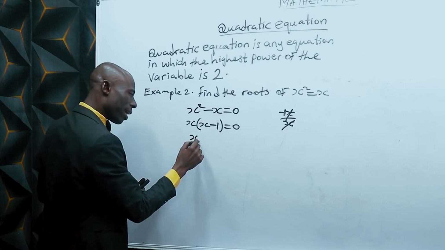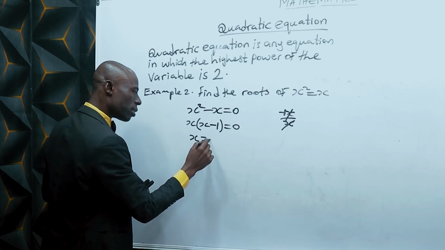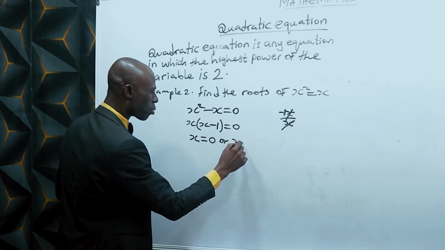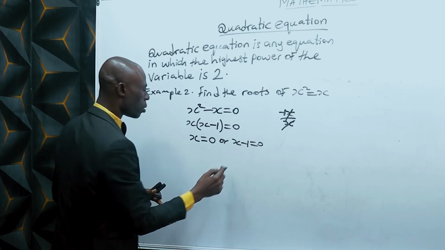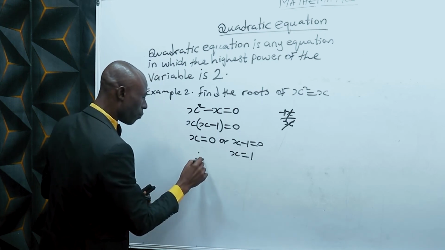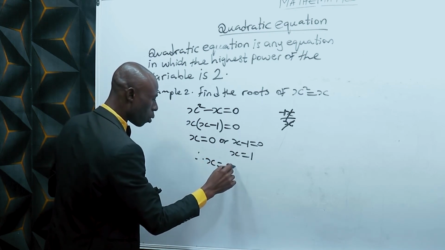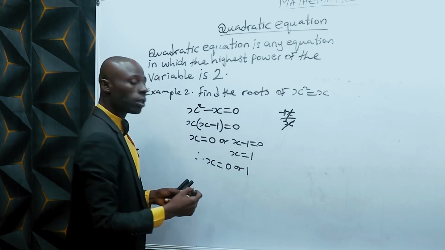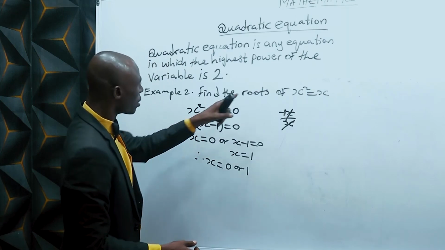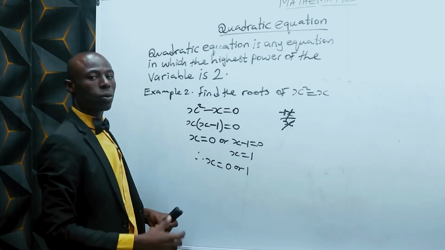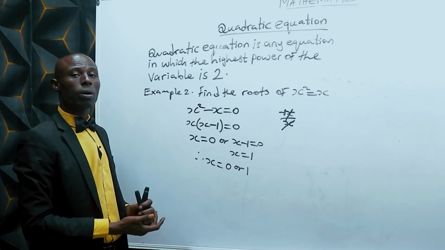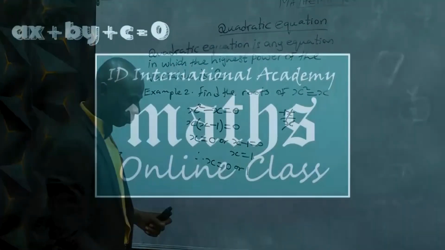It's either this x is equal to 0 or the bracket x minus 1 is equal to 0. So x is equal to 1. Therefore, x equals 0 or 1. 0 and 1 are the roots of this quadratic equation x squared equals x. That is it. Let's move to example 3.